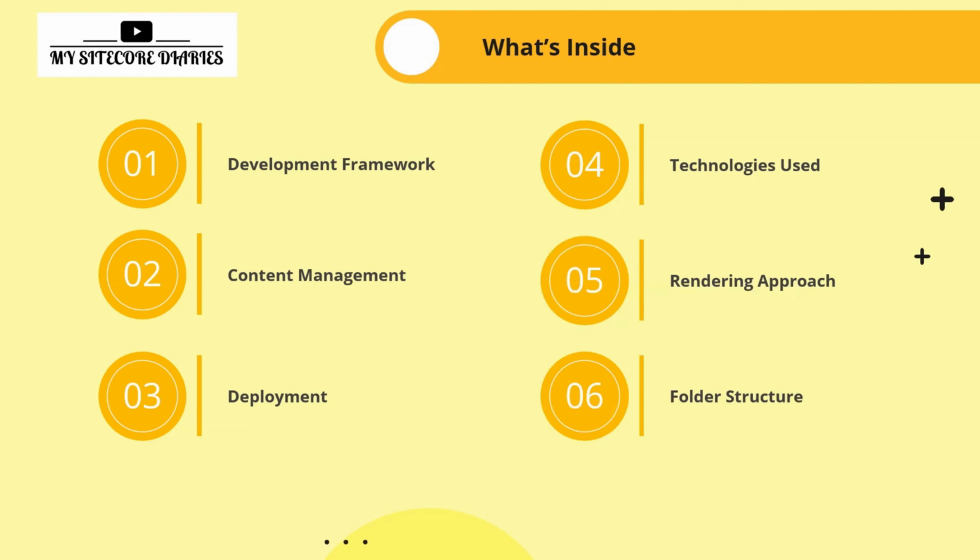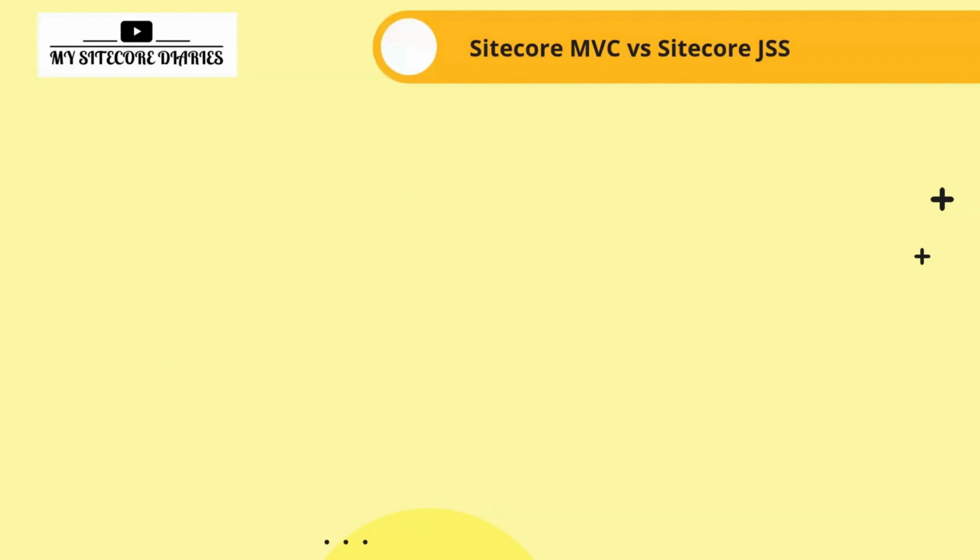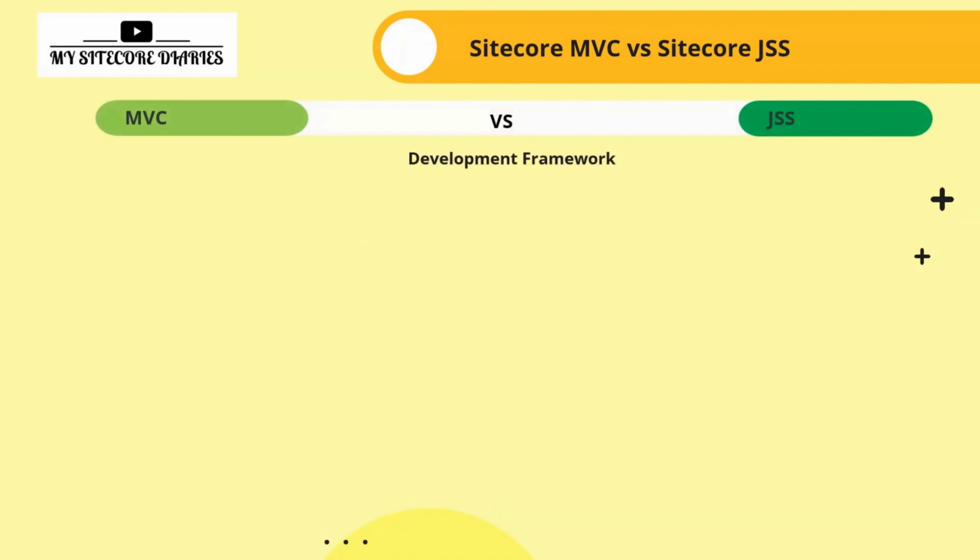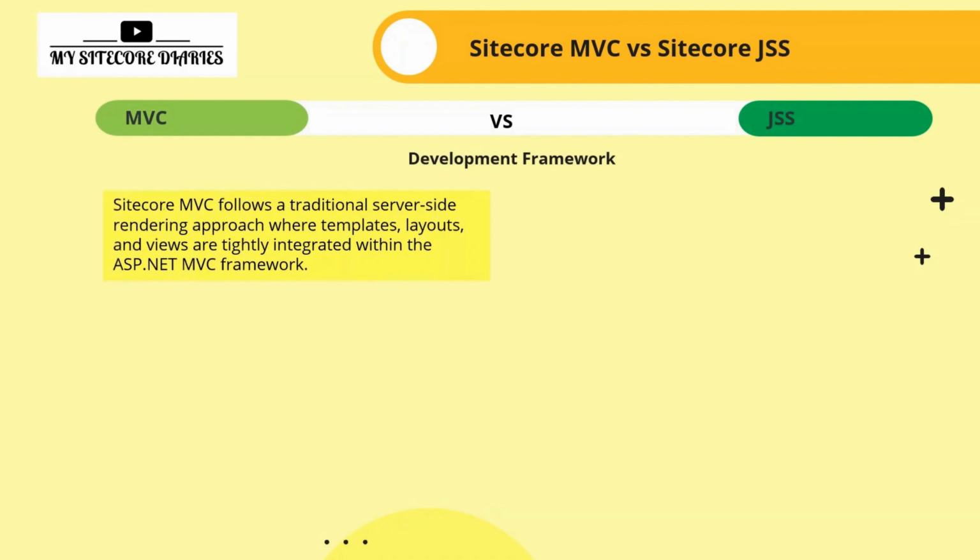So let's start our topic for today. Let's see how Sitecore MVC and Sitecore JSS are different. The first thing is the development framework. Sitecore MVC follows a traditional server-side rendering approach where templates, layouts, and views are tightly integrated within the ASP.NET MVC framework. So basically, there is a tight coupling between the code and Sitecore.